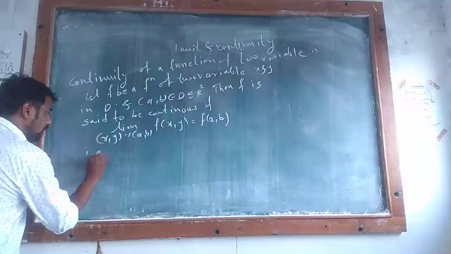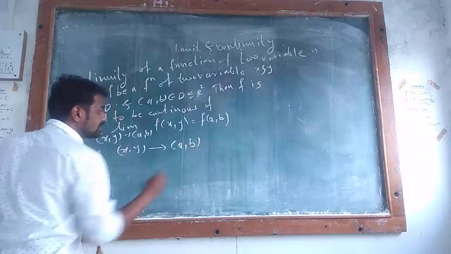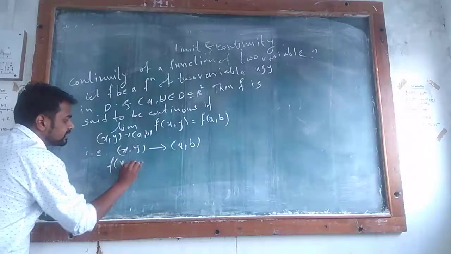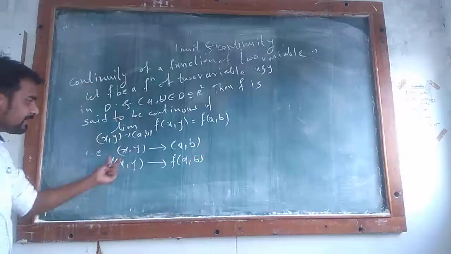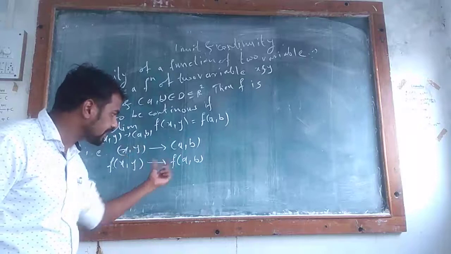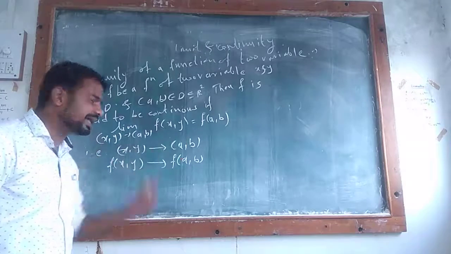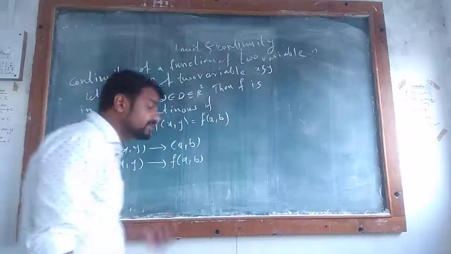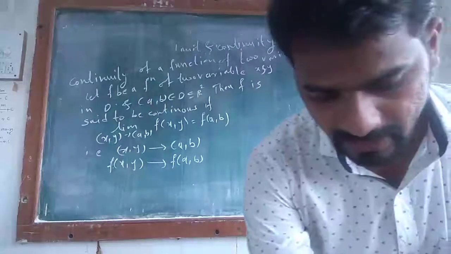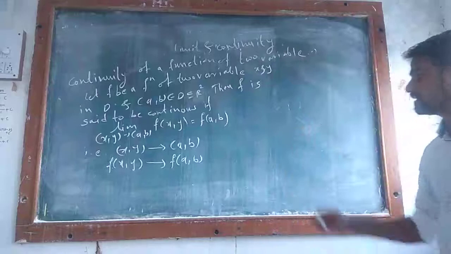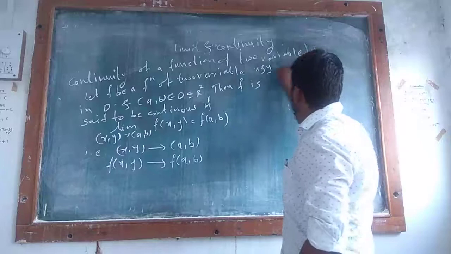In other words, if (x, y) tends to (a, b), then f of (x, y) tends to f of (a, b). That is, when the distance between (x, y) and (a, b) is small, then the distance between f of (x, y) and f of (a, b) is very small. Now we discuss the definition of continuity in the epsilon delta form.